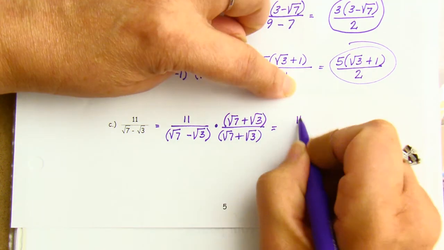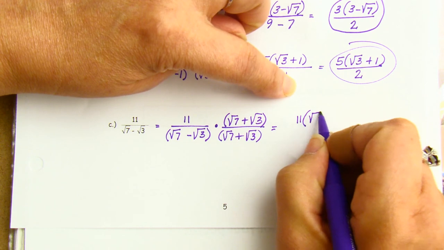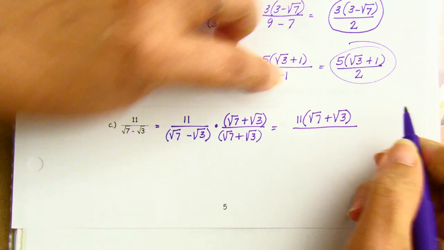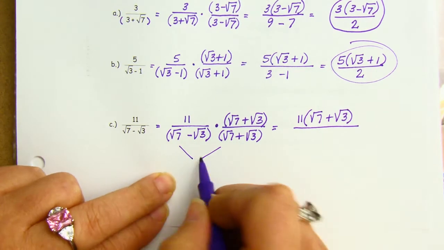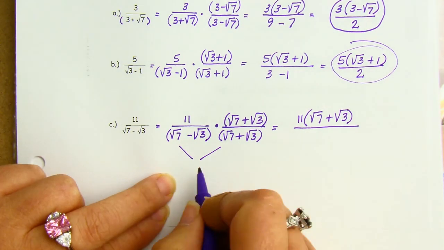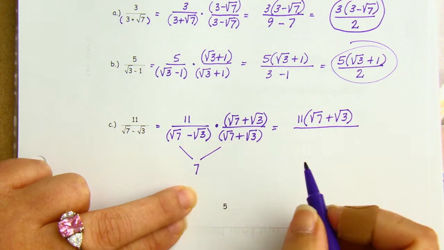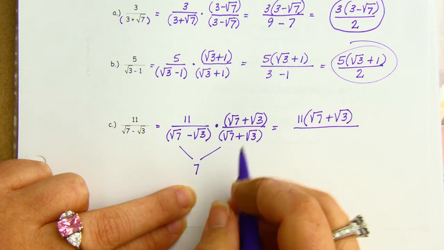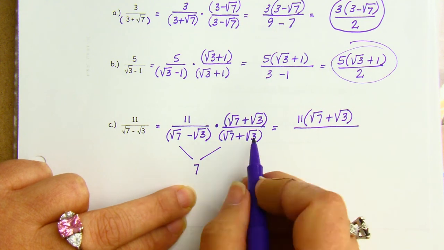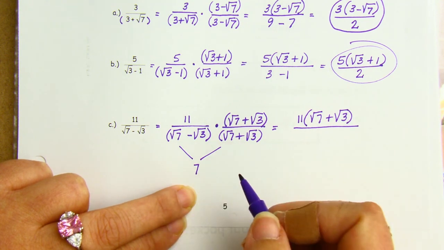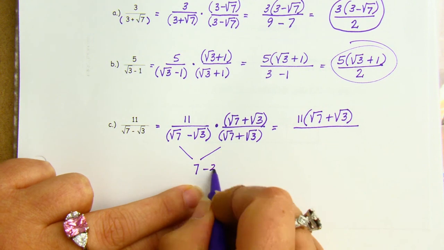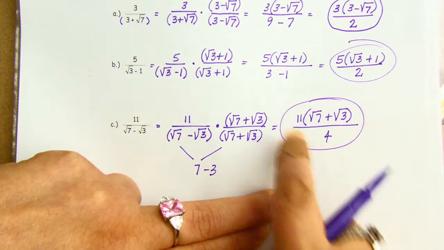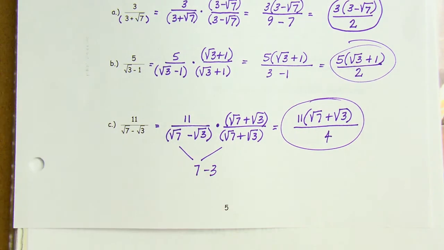And I get 11 times the quantity, root 7 plus root 3, all over root 7 times root 7 is root 7 squared, or 7. Middles are going to go away. That's going to be subtract root 21, add root 21. And then here root 3 times root 3 is root 3 squared, or 3. And 7 subtract 3 is 4. 11 and 4 have no common factors, so I can leave it like that.